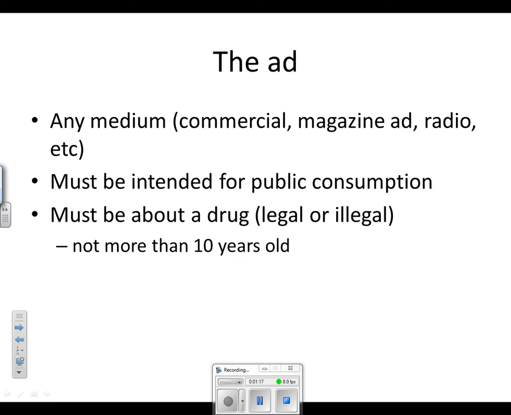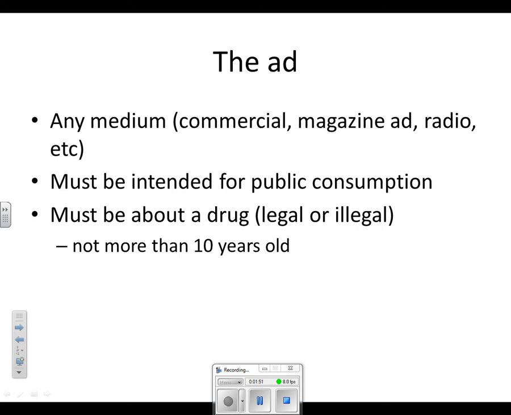So the advertisement, I'm going to use those two terms, the ad and the article. Let's talk about the ad first. The ad can be an advertisement in any medium. I don't care if it's online, if it's a TV commercial, whatever. The thing is, it must be intended for public consumption. In other words, it's got to be something where the average public is the intended audience, the average person, someone who maybe doesn't know a whole lot about drugs or medicine or how we test and regulate these things. The other thing about it is it's got to be about a drug, because this is drugs class. It can be a legal or illegal drug.